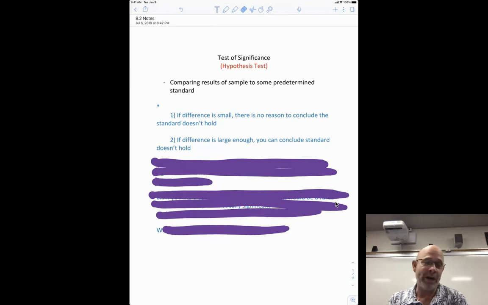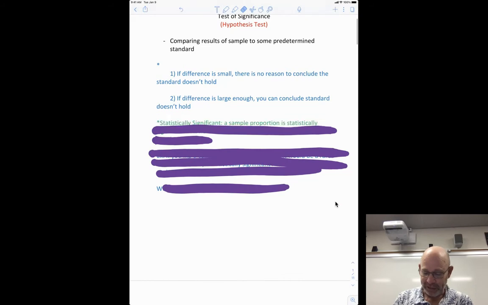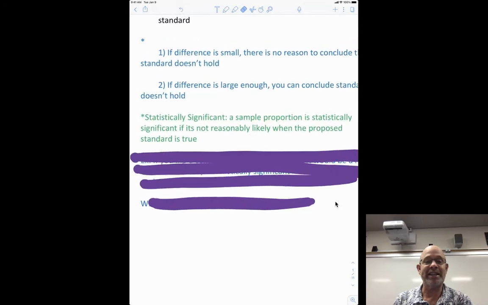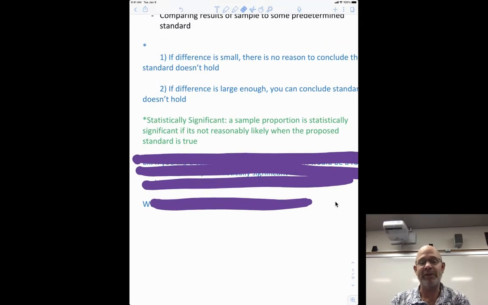It's going to take quite a while to get the formal language of all this. We're going to be very informal at the beginning, just kind of like informal discussion. So a little terminology for you here. It's called statistically significant. People use this term all the time. I don't think most of them know what it means. They'll say, yeah, this result is statistically significant. Well, what does that mean? A sample proportion is statistically significant if it's not reasonably likely when the proposed standard is true. Okay, so we're going to do just proportions right now. We'll do other things too, means and stuff like that. But right now, we're just going to go for proportions.